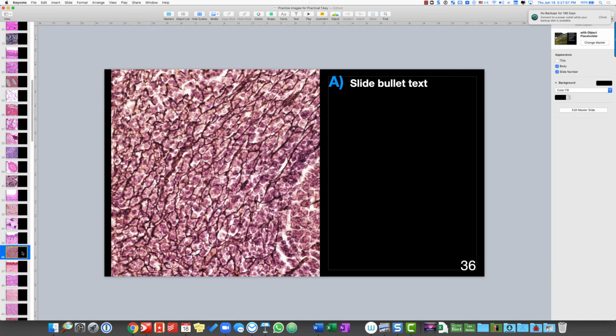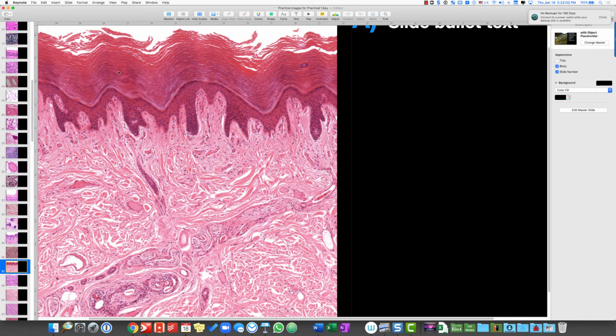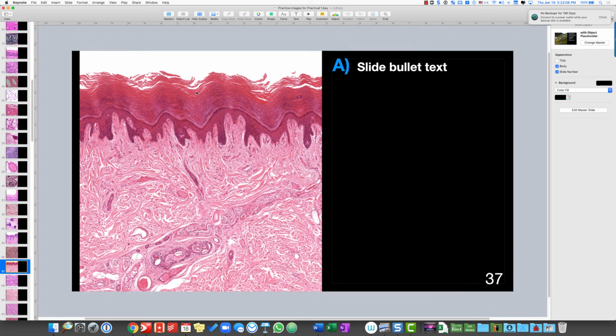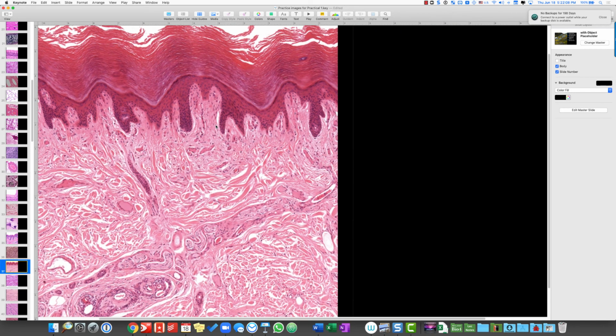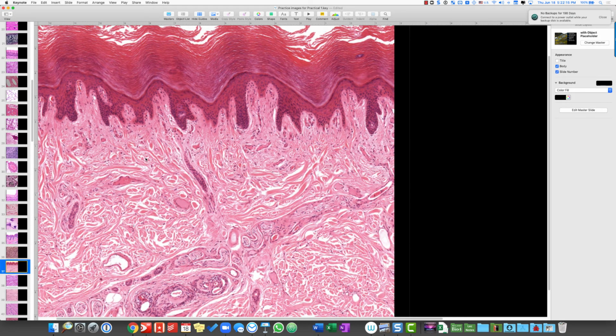Okay, this is thick skin. You can see the thick layer of stratum corneum up here. All this keratin. Okay. And then here you see the dermal papilla, with loose areolar tissue. Or you could just say areolar connective tissue, areolar CT, either is fine.